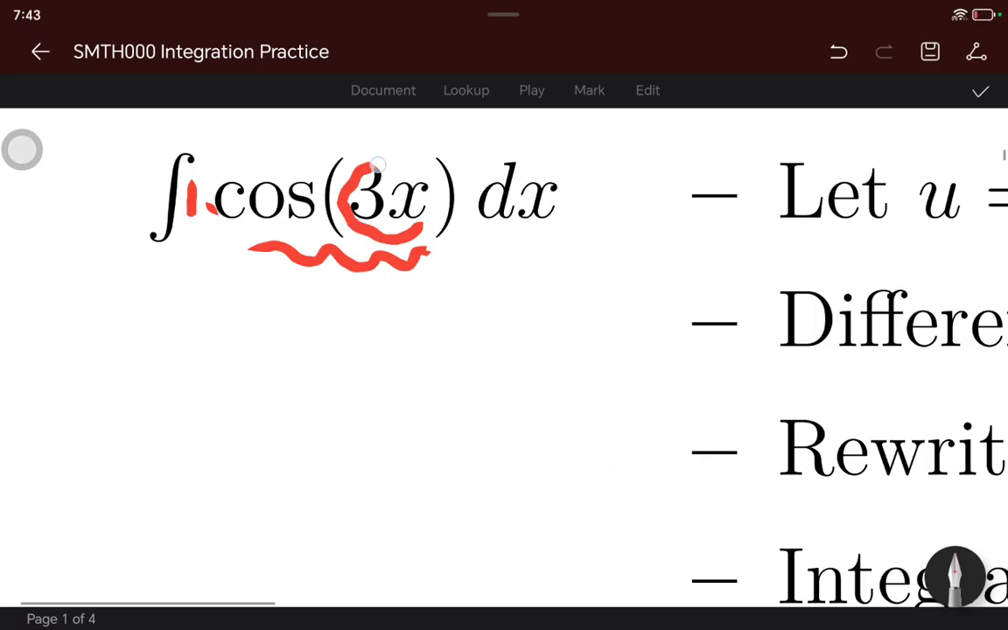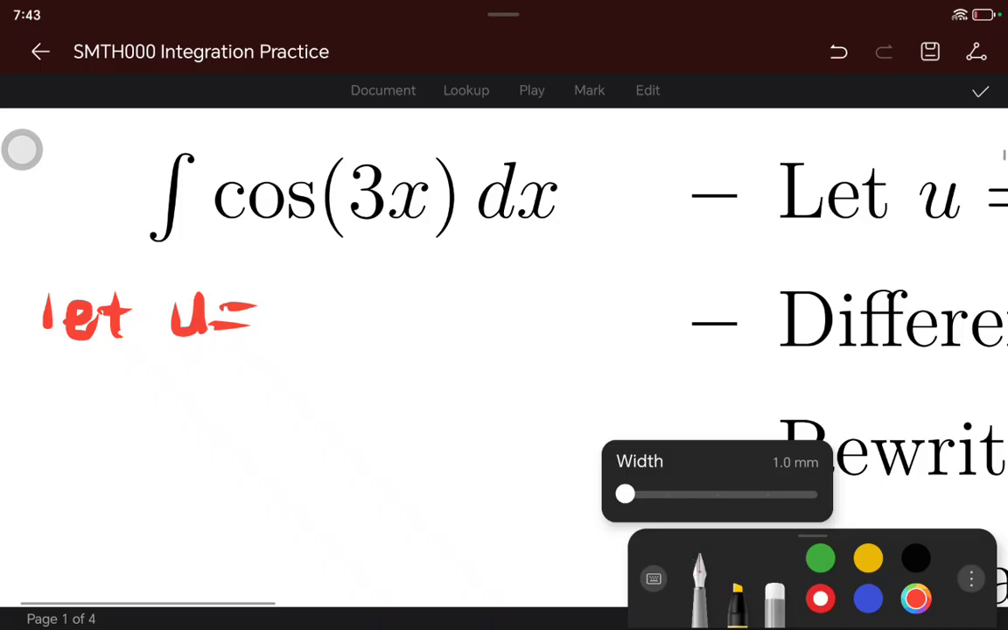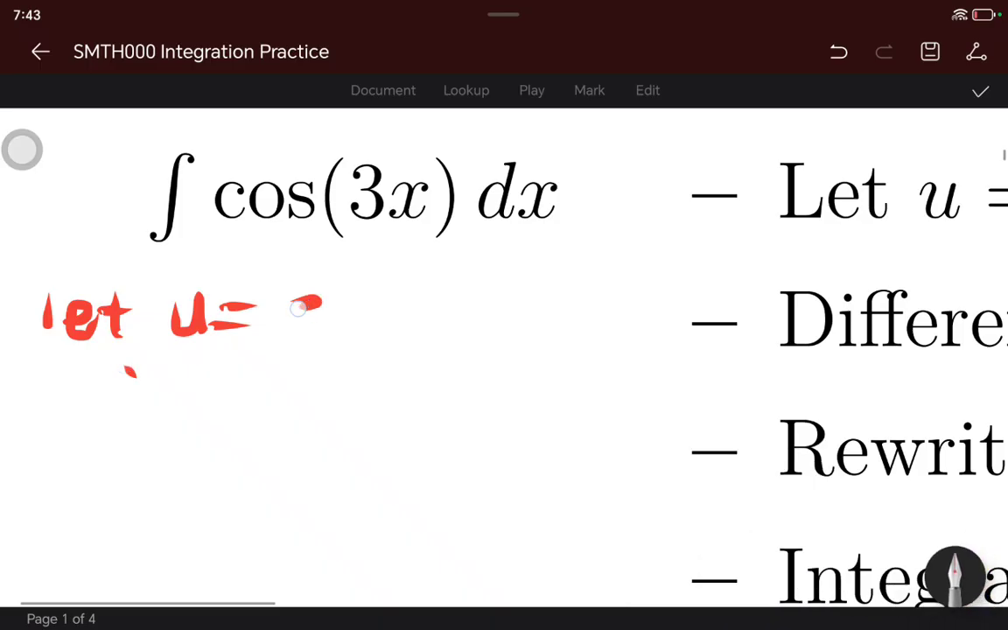So I'm going to let its inside be u. You see, right? When I let its inside be u, so if I say let u be equal to 3x, then I derive this, right?